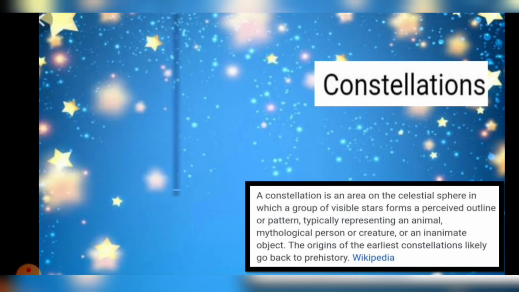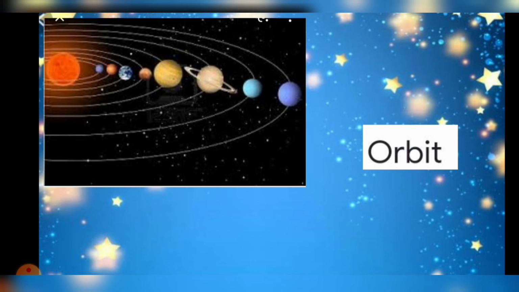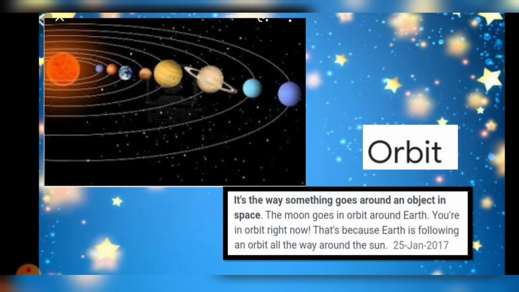Okay, so next we will talk about orbit. Here you can see the planets, they have got their own pathways in which they go round and round, they revolve around the sun. So these pathways are termed as orbit. It's the way something goes around an object in space. The moon goes in orbit around Earth. You are in orbit right now. That's because Earth is following an orbit all the way around the sun. Okay, children, so this is about orbit.